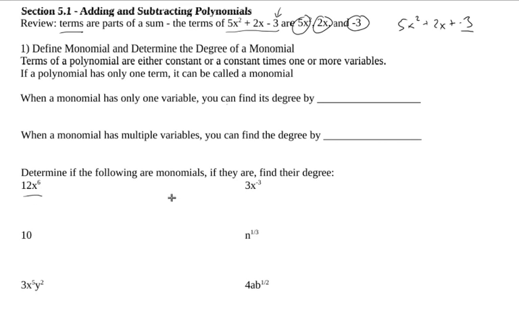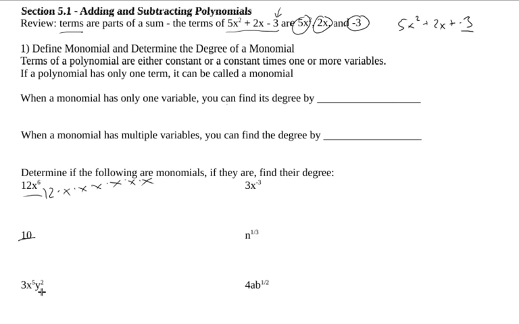This 12x to the sixth is a constant times a variable. Well, it's raised to the sixth power, but you can think of it as just 12 times x times x times x times x times x times x. So we're multiplying it by one or more variables. We're multiplying it by 6 variables here, the same variable 6 times. 10 is also a monomial because it's just a constant.